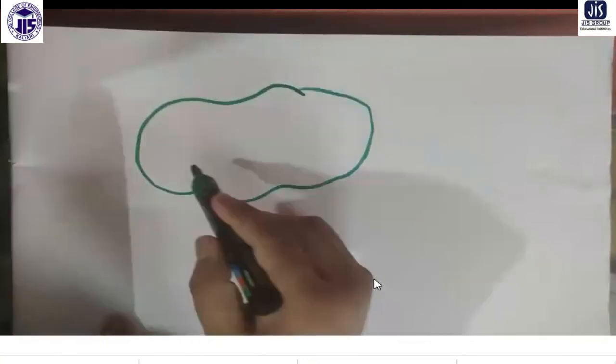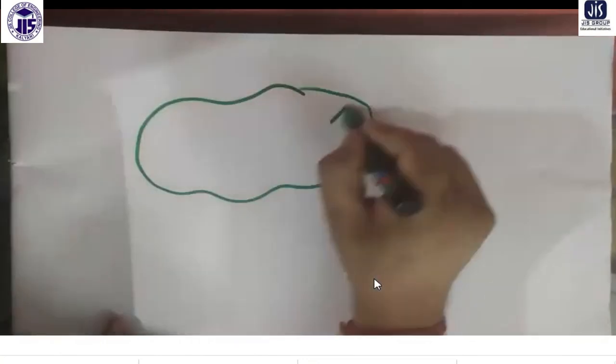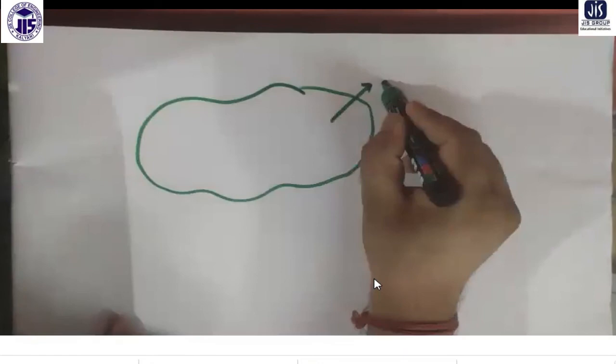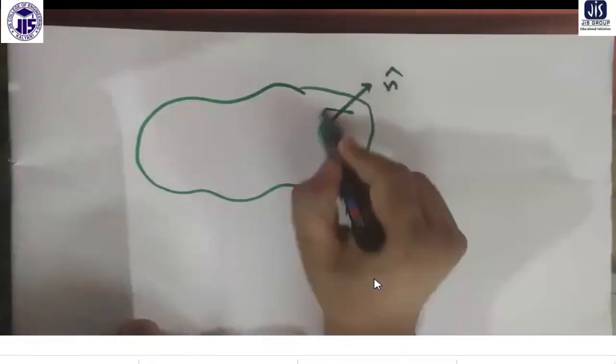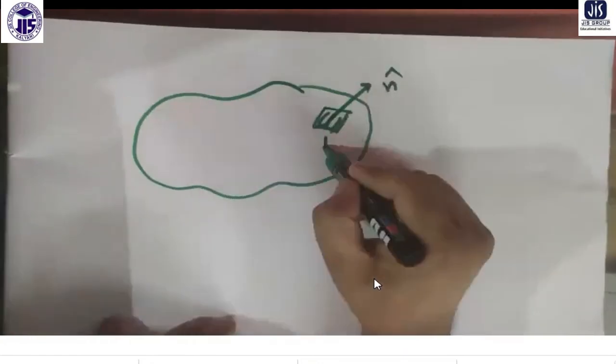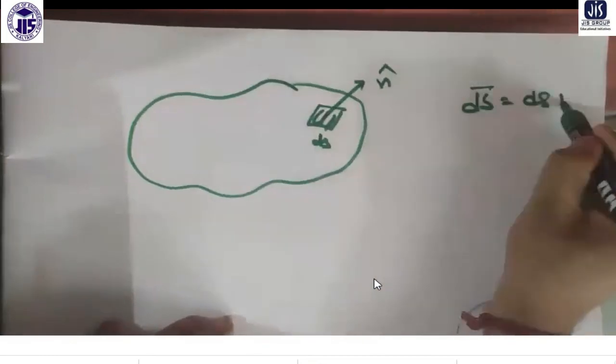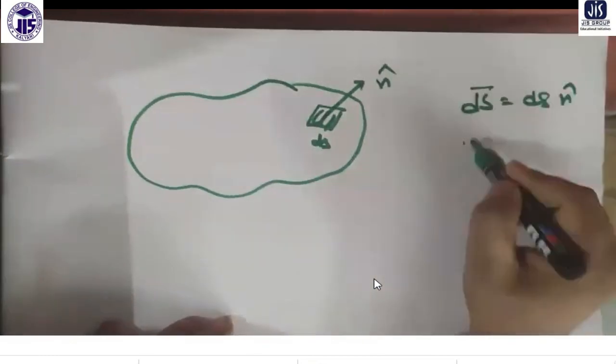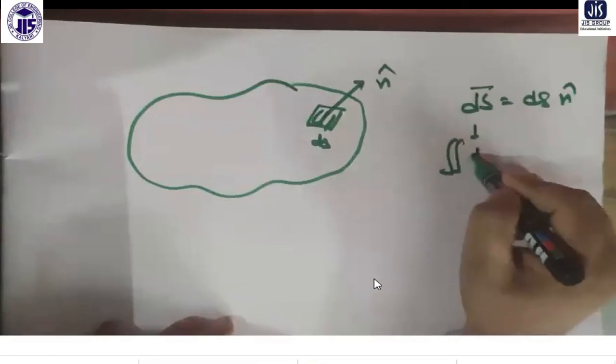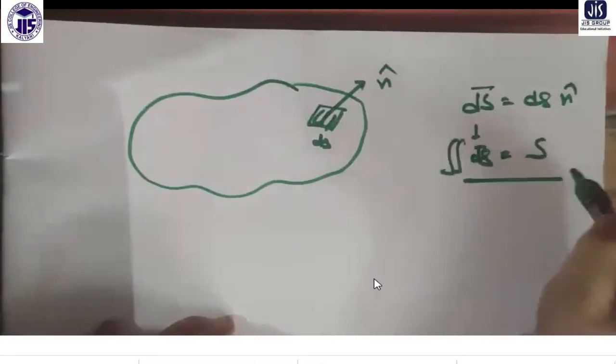So this is the total surface area. Now n cap is the normal, and ds is any surface element, so that ds vector is like n cap ds. If I integrate it, I'll get the full surface area, like this much.